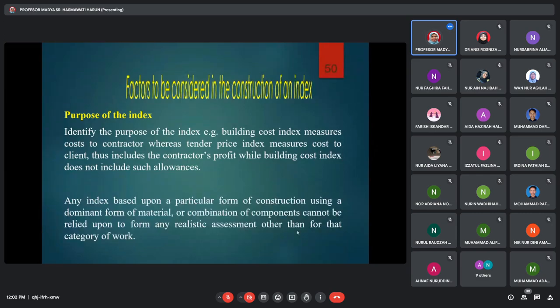Very, very simple. Kita want to measure cost to the contractor, whereas the tender price index measures cost to the client. Okay, the cost incurred to the contractor is called, yeah, building cost. The measure of the cost to contractor kita panggil building cost index. The cost to the client includes an element of profit, we call it price, and we call it measure changes of the building price, we call it tender price index, you know, ataupun there are indices, yeah, cost indices, yeah.